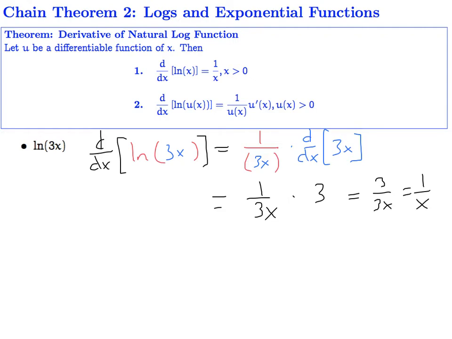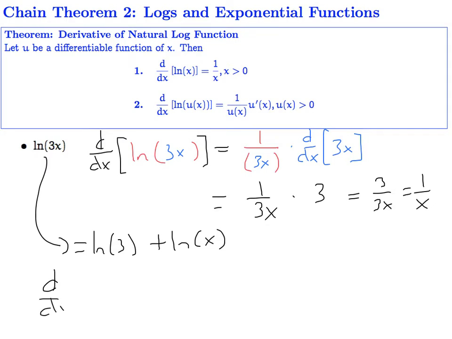Well, remember, we have certain properties of logarithms. One of the properties of logarithms is that we can write this as the natural log of 3 plus the natural log of x. That is, when we multiply things, they come out as addition.